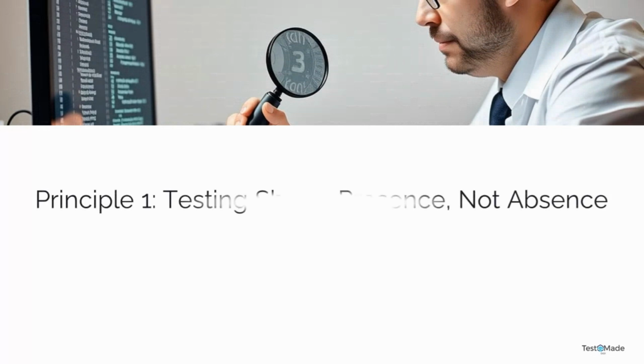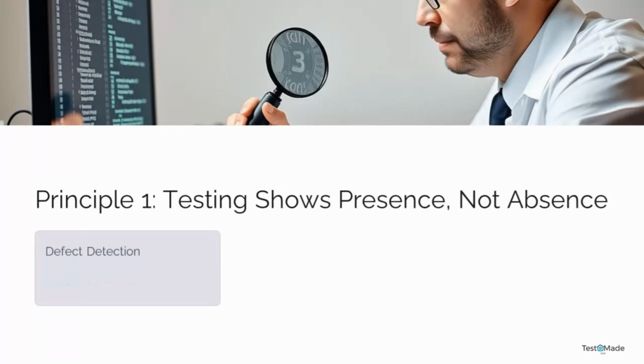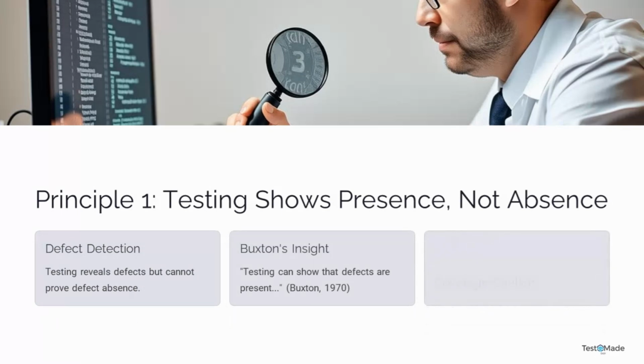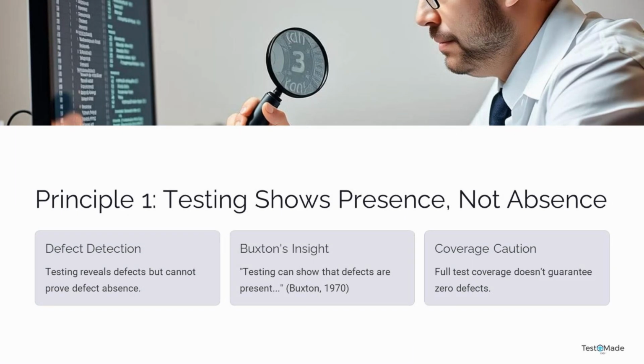1. Testing shows presence, not absence. Testing can show that defects are present in the test object, but cannot prove that there are no defects. Buxton, 1970. Testing reduces the probability of defects remaining undiscovered in the test object, but even if no defects are found, testing cannot prove test object correctness.